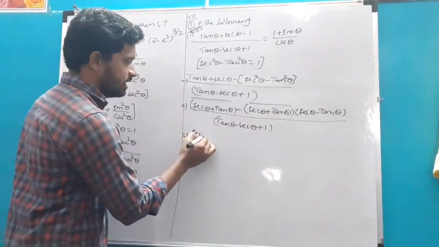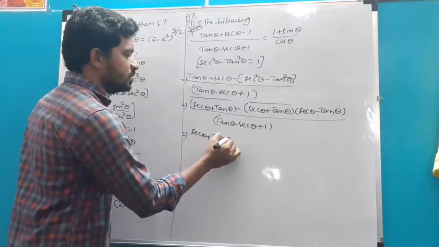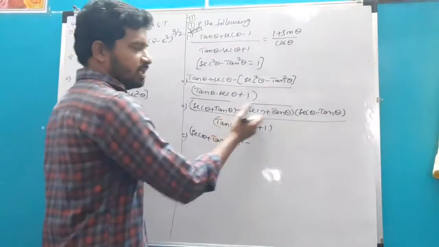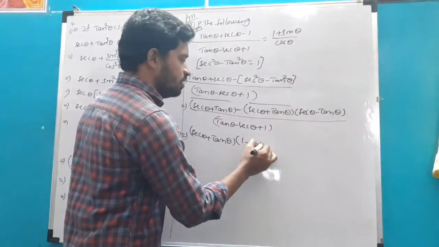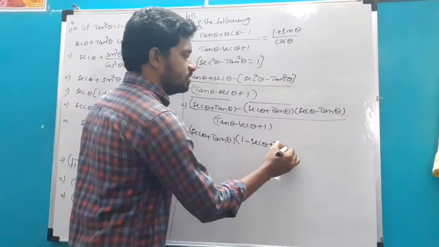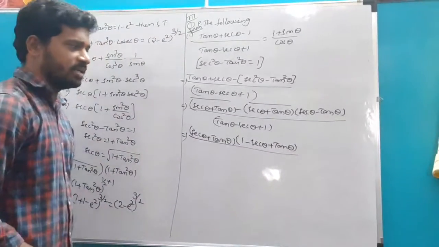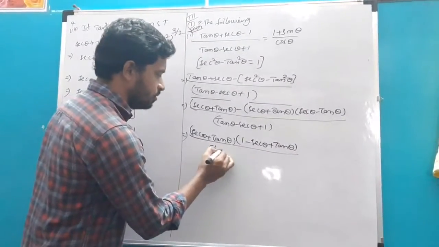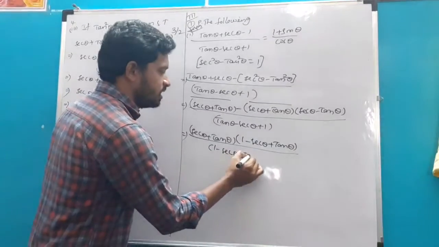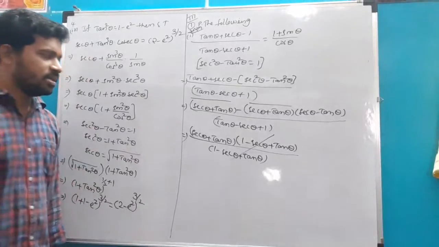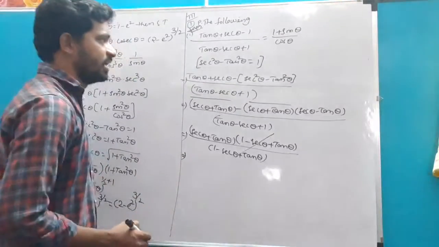We are taking secant theta plus tan theta common, then we get 1 minus, multiplying the minus inside the bracket, it will become 1 minus secant theta plus tan theta. Write down the denominator, which is also 1 minus secant theta plus tan theta. Now both the terms will be cancelled. Here we got secant theta plus tan theta.